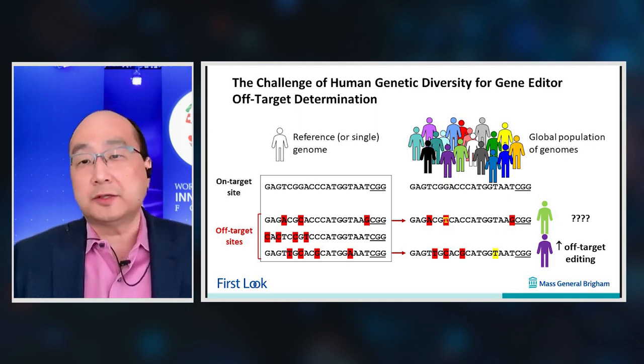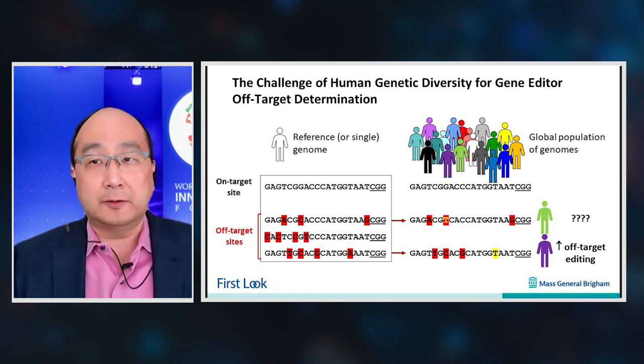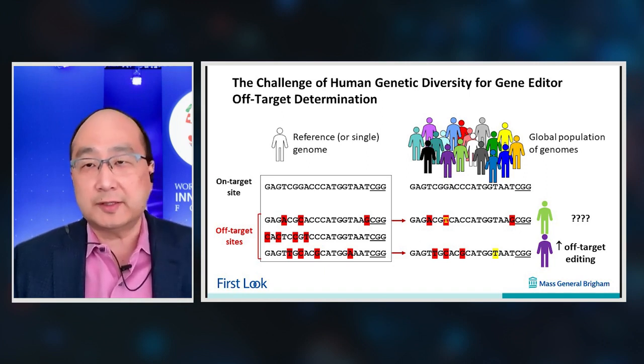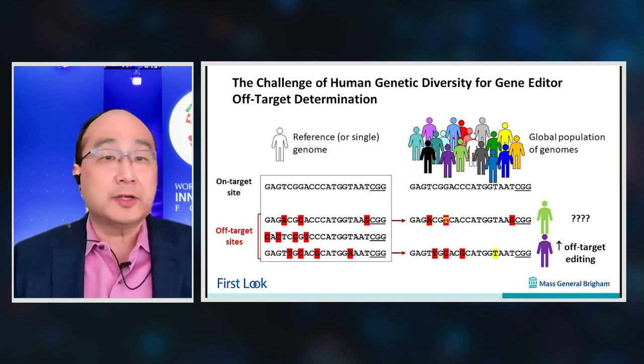Recall that I mentioned earlier that the fewer mismatches you have, the higher the frequency of the off-target editing or mutations that you see at that site. So here's an example where the presence of a small single base difference in an individual can potentially lead to an increase in off-target editing. Here's another example.